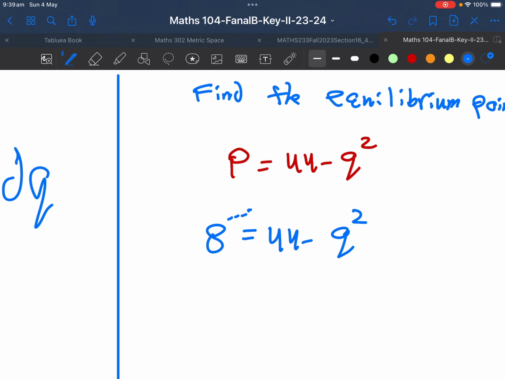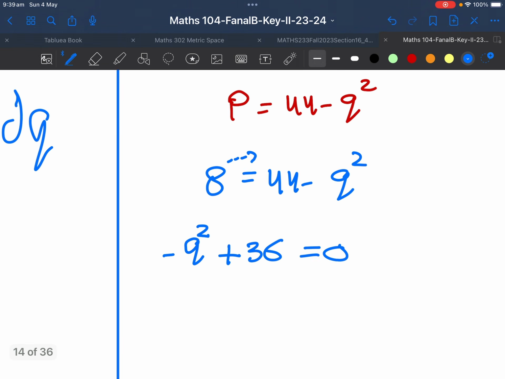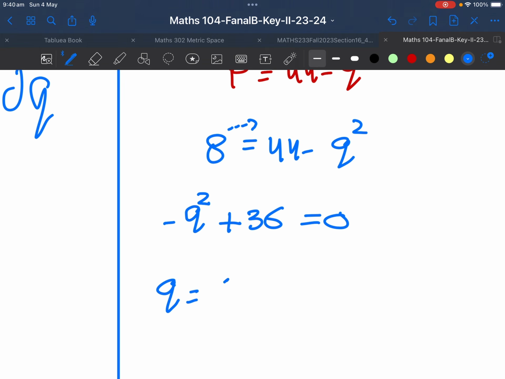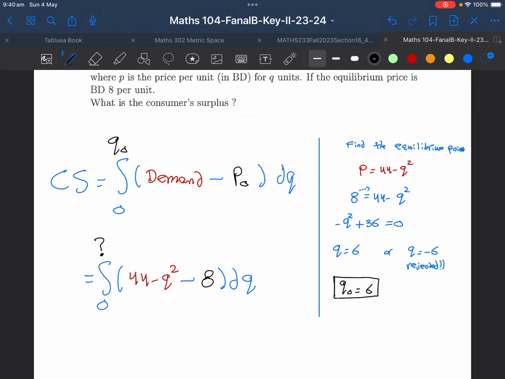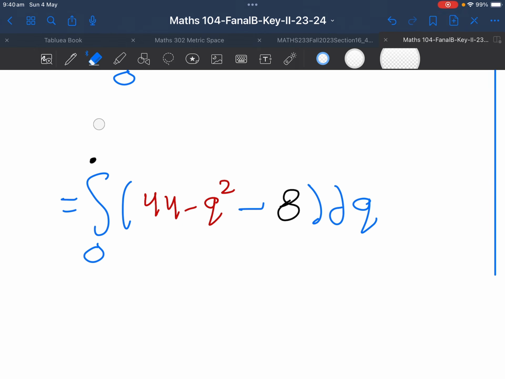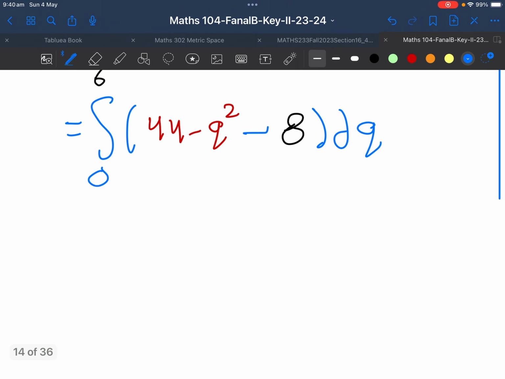If you move 8 to the other side, it will be negative q squared plus 36 equals 0. If you solve this, you will get two answers, 6 or negative 6, and negative 6 is directly rejected because it is a quantity. Hence, Q naught equals 6. This is the equilibrium quantity. So if you go back to my formula here, all you need to do is erase this one and write 6. And now we need to do this integration.